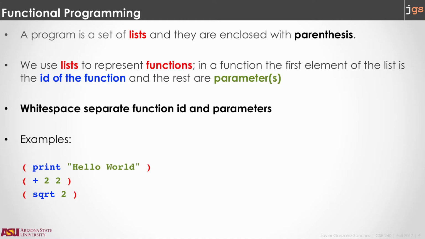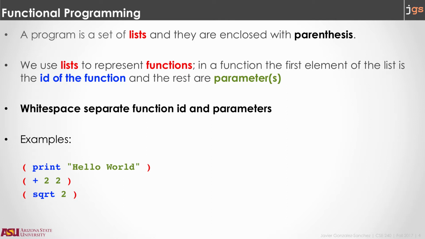look. In functional programming, every single instruction in the program is a list. A list is a group of elements enclosed in parentheses. Particularly, we use lists to represent functions. A function is a list in which the first element of the list is the ID of the function, and the other elements are parameters of the function. Inside of the list, white spaces separate each of the list elements.